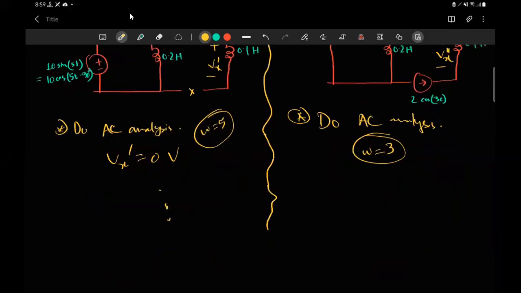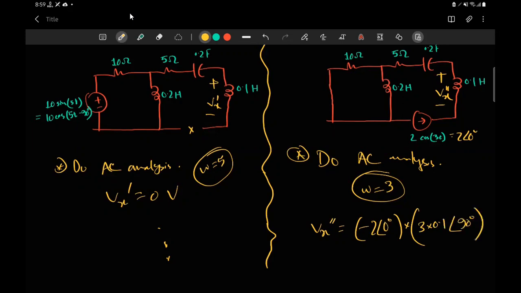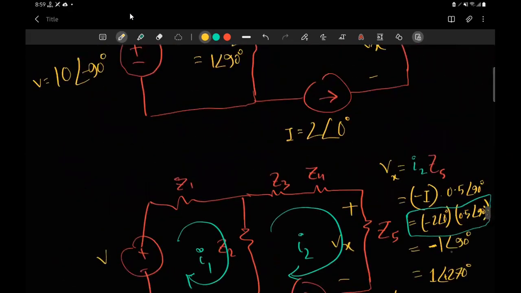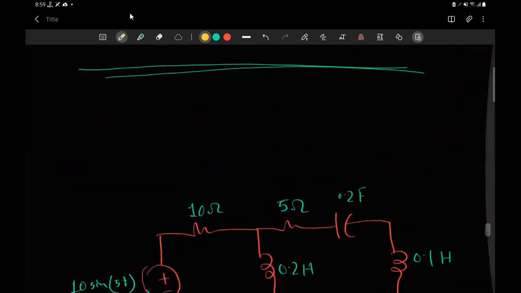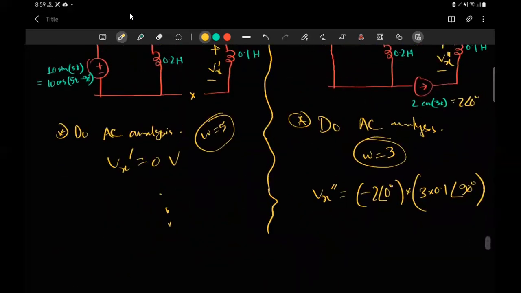Okay, and you can do whatever solutions you get here. So for example, the current here is 2 angle 0 degree, and again the value of Vx double prime is basically minus 2 angle 0 degree times omega L. The value of omega is 3 here, times 0.1 angle 90 degree. Remember how I solved this problem? I'm just going through them because this is the exact same calculation here, except the value of omega was 5. The value of omega here was 5, and here the value of omega is 3. So if you solve it, we get minus 0.6 angle 90 degree, or this is 0.6 angle minus 90 degree, however we want to write it.